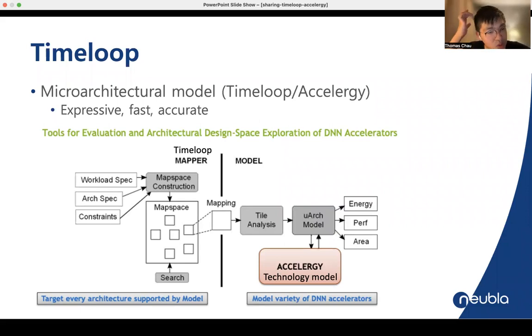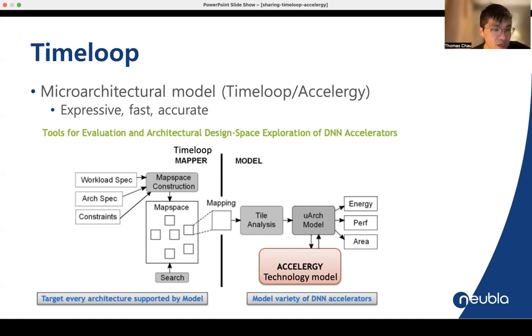So why do we need Timeloop and Accelergy? According to the paper, they mentioned three major advantages. So these two are based on a microarchitecture model that has three properties. One is expressive, meaning that a generic hardware model covers a wide variety of accelerators. Second is fast. The evaluation speed is much faster relative to a typical simulator. The last point is accurate.